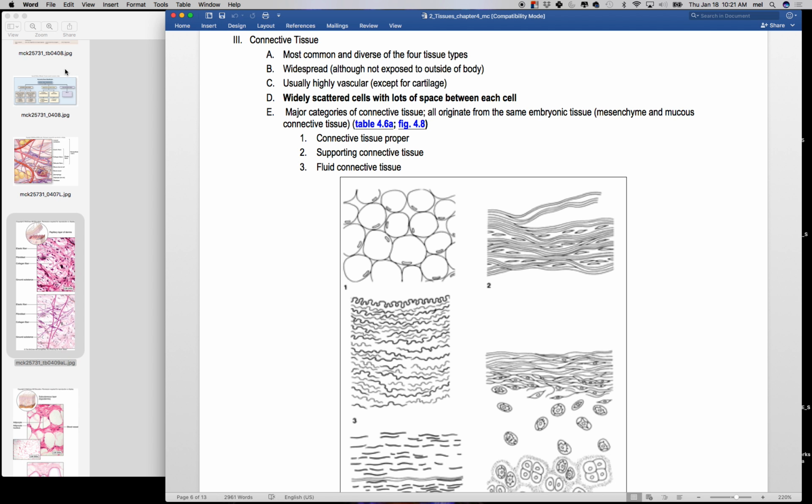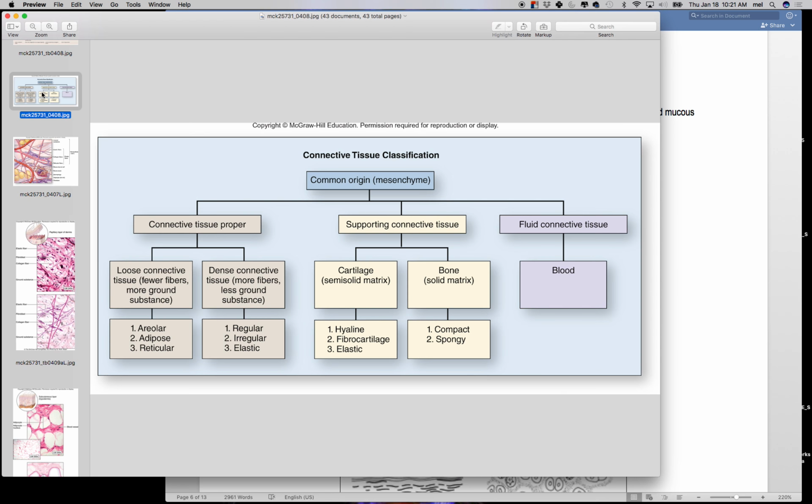Now, why are such diverse tissues as blood and bone and fat all considered connective tissue? It's really because of where they come from. So we're going to organize this as we go through today. All of your connective tissues come from a common embryonic connective tissue that's called mesenchyme. Also, there's a little bit of it called mucous connective tissue, but let's stick with mesenchyme.